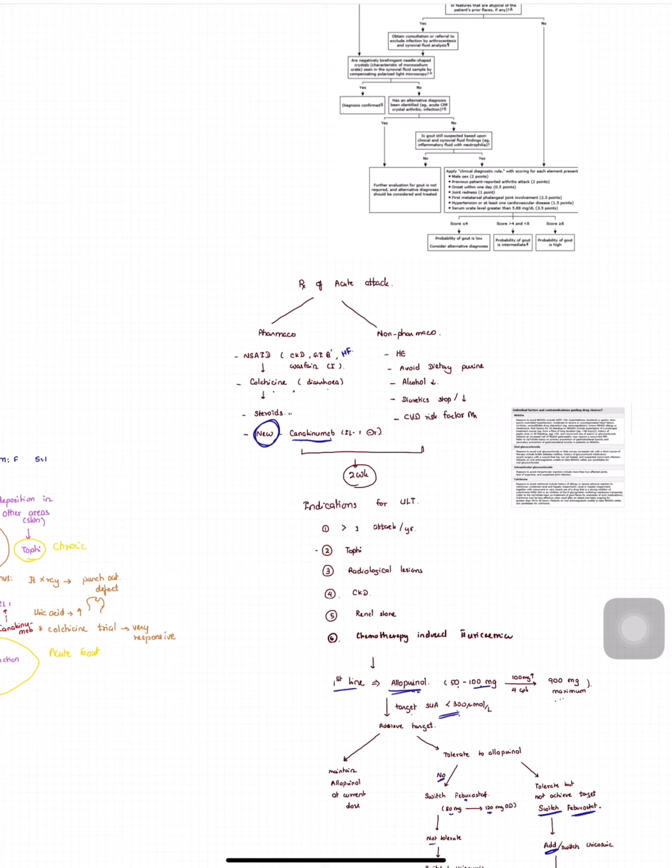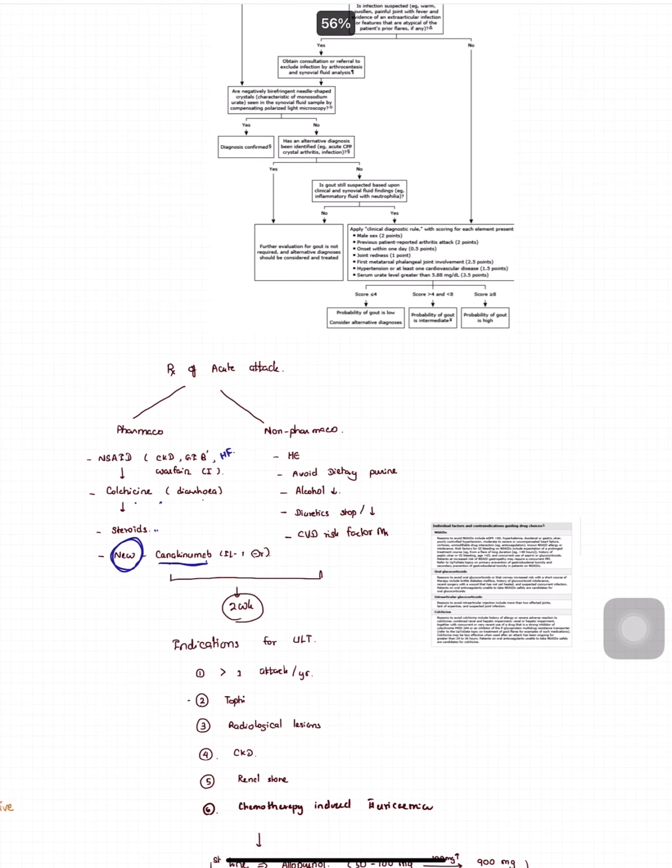It is the joint aspiration, which shows negatively birefringent needle-shaped crystals in the synovial fluid. It confirms gout, whereas the main differential diagnoses with monoarthritis are pseudo-gout, which shows positively birefringent rhomboid-shaped crystals, and septic arthritis, which will show increased growth of bacteria and an increased amount of neutrophils in the synovial fluid. But there is a question: if synovial fluid analysis cannot be performed, due to lack of facility or lack of expertise, how will we proceed?